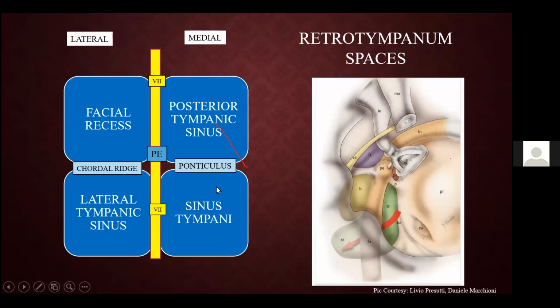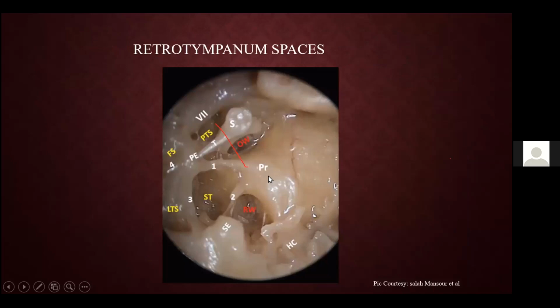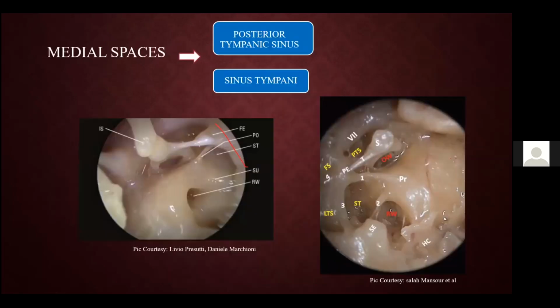In an endoscopic view, let's see. This is the right ear of the patient. We are seeing the retrotympanum part, and this is the subiculum. This is the superior retrotympanum, and there are 4 spaces. This is the facial nerve and the pyramidal eminence. With respect to it, these 2 are the medial spaces, the posterior tympanic sinus and the sinus tympani, and these 2, which are lateral to the facial nerve and the pyramidal eminence, are the lateral spaces, the facial recess and lateral tympanic sinus. Let's discuss one by one in detail.